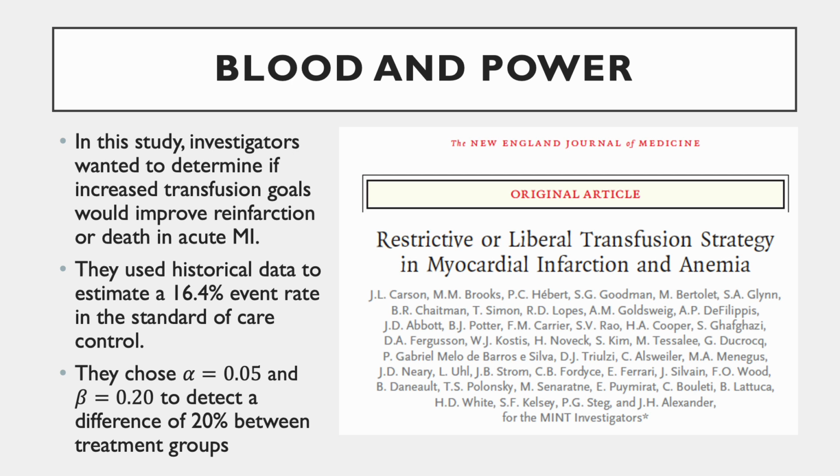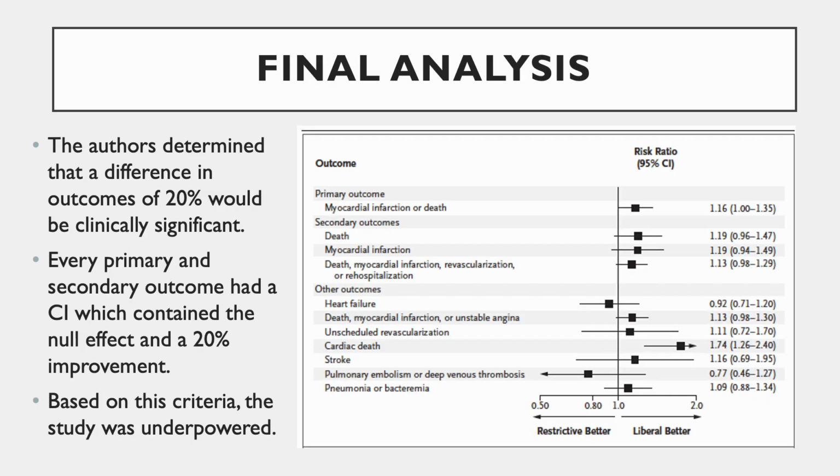They also chose an alpha of 0.05, a beta of 0.2, and they determined that the minimal clinically significant difference would be 20% difference between groups. So the authors decided that a 20% difference in mortality or reinfarction rate would meet the minimal clinically significant threshold.